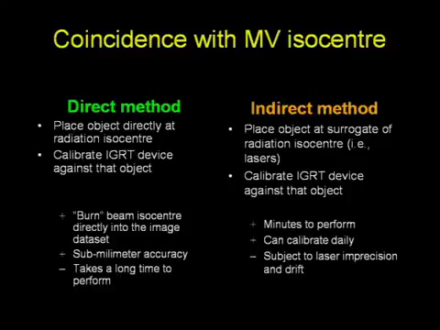The indirect method for coincidence of the imaging isocenter with the MV isocenter uses a surrogate of the isocenter, such as the room lasers, and places a test phantom according to the room lasers and calibrates the IGRT device according to this phantom. So the advantage of this approach is that it takes only minutes to perform, and one can calibrate their system on a daily basis, which is the case for those people using ultrasound for image guidance.